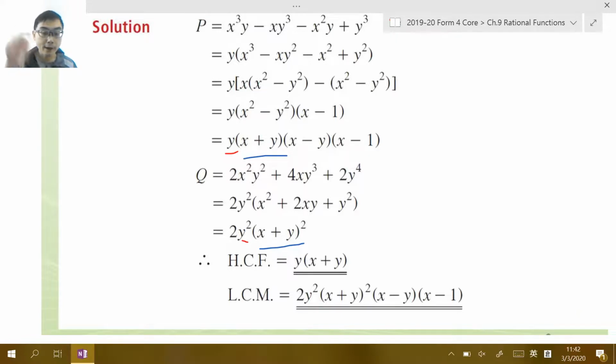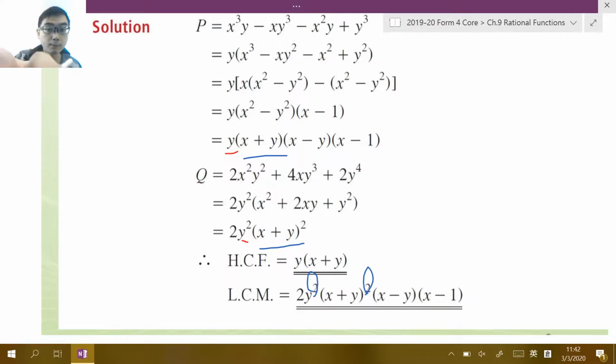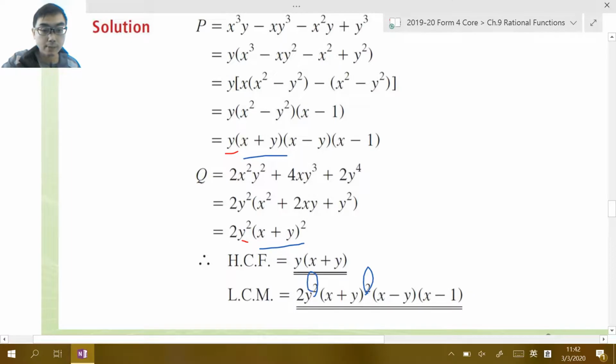Okay? But for the LCM you have to take the highest power. That means for y we have to take y squared, and x plus y squared, instead of 1, because the LCM takes the highest power. So you have to include the square here. And then x minus 1 should be included also. But you can also see that for polynomial Q there's a number 2 here, which you cannot see in P. That means the number for P is 1. Between 1 and 2, for the LCM you still need to take 2 here.